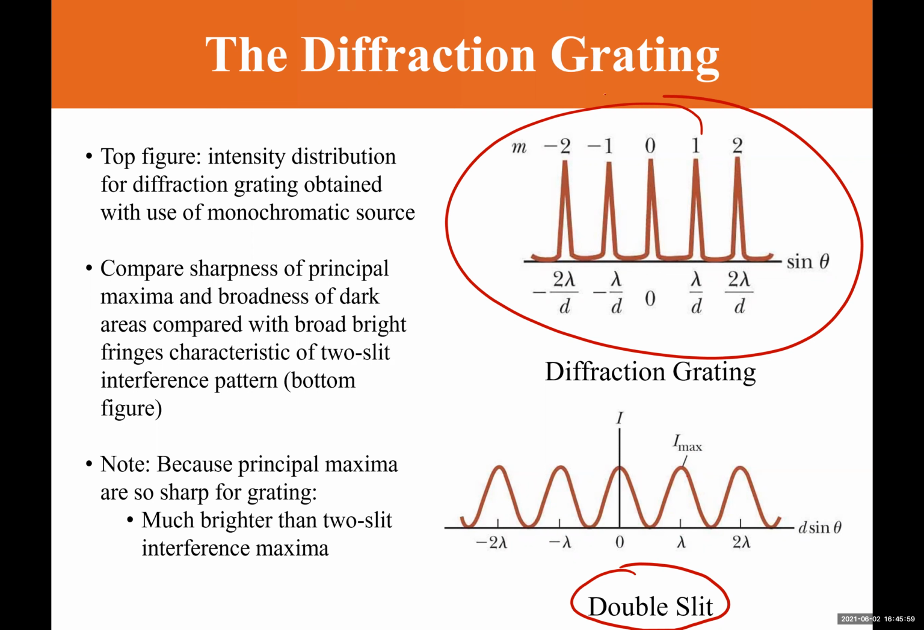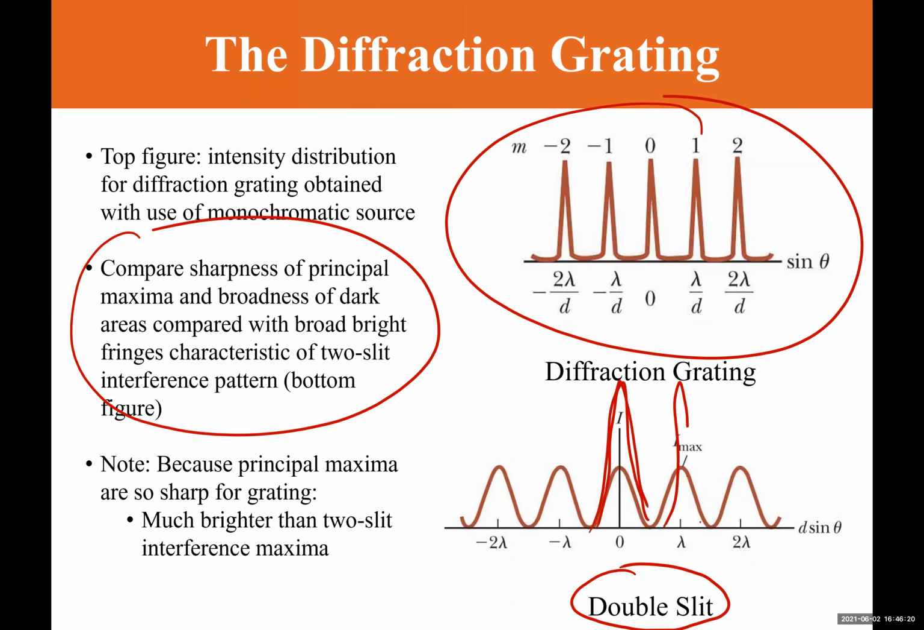Okay, so you can compare the sharpness of the principal maximum and the broadness of the dark areas compared to the bright fringes, which are characteristics of two slit interference. Because principal maxima are so sharp for a grating, they are much brighter than two slit interference maxima. So it means instead of being like this, they go like that.